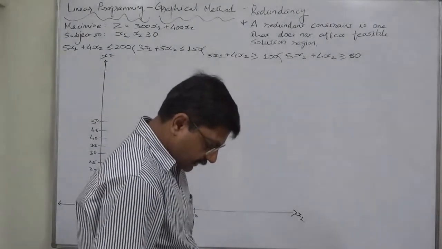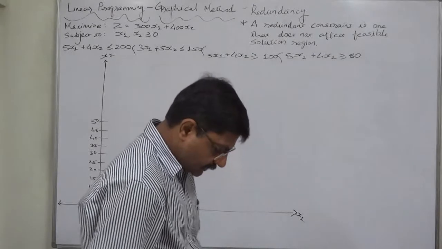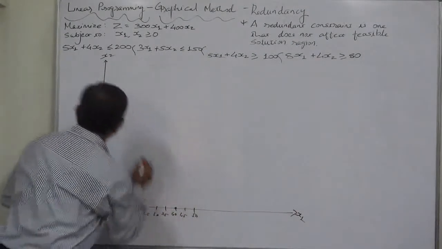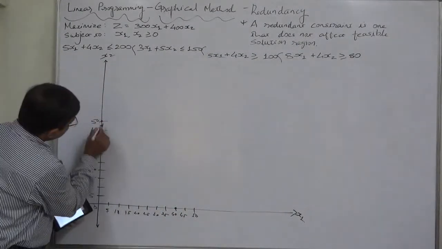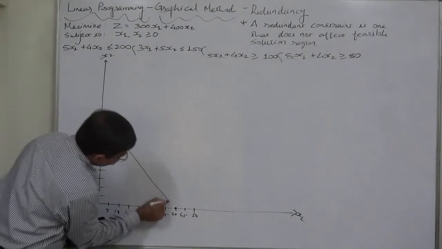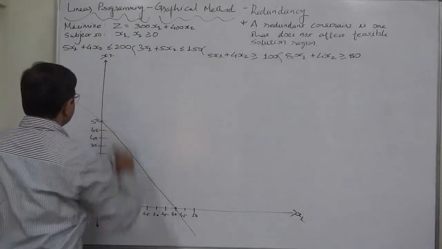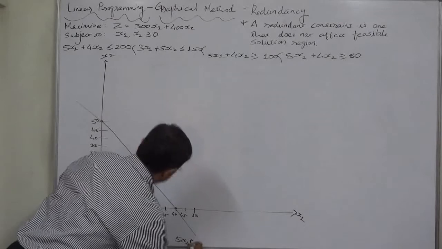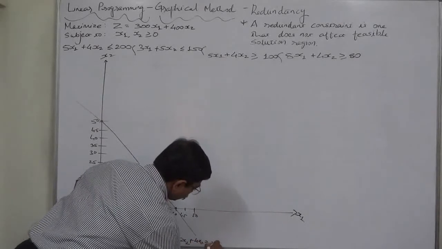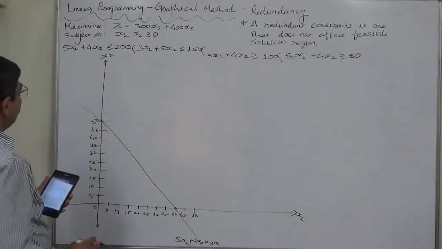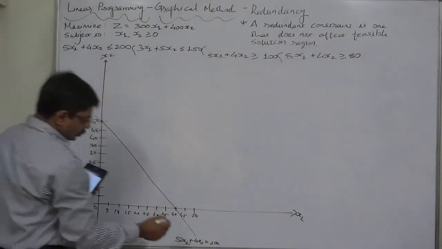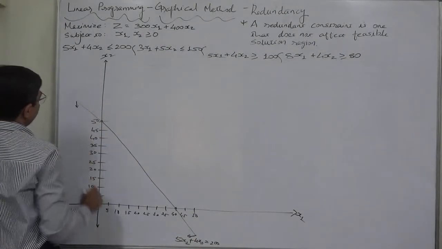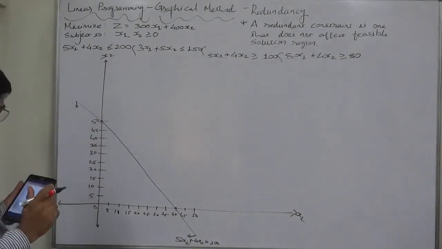Now the first constraint, and in the first constraint the points are x1 40 and x2 50. We need to draw a line passing through both these points. That will be something like this, and this is 5x1 plus 4x2 equals 200. The less than sign is there, so x1 less than 40, that means towards 0, x2 less than 50, that will also be towards 0.